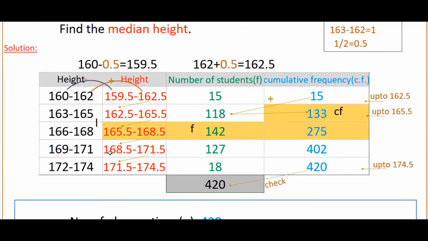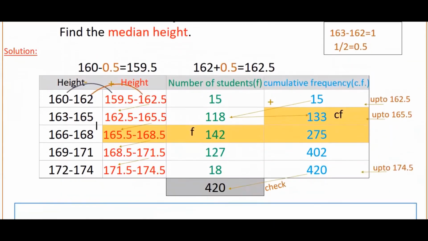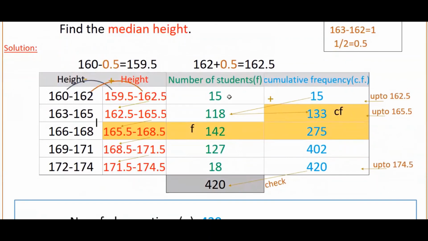So now these are the new class intervals and the number of students given here: 15, 118, 142 like this. So here in between these two values, the number of students is 15, and in between these two values are 118 students. So clearly we can know that these values are frequency values.